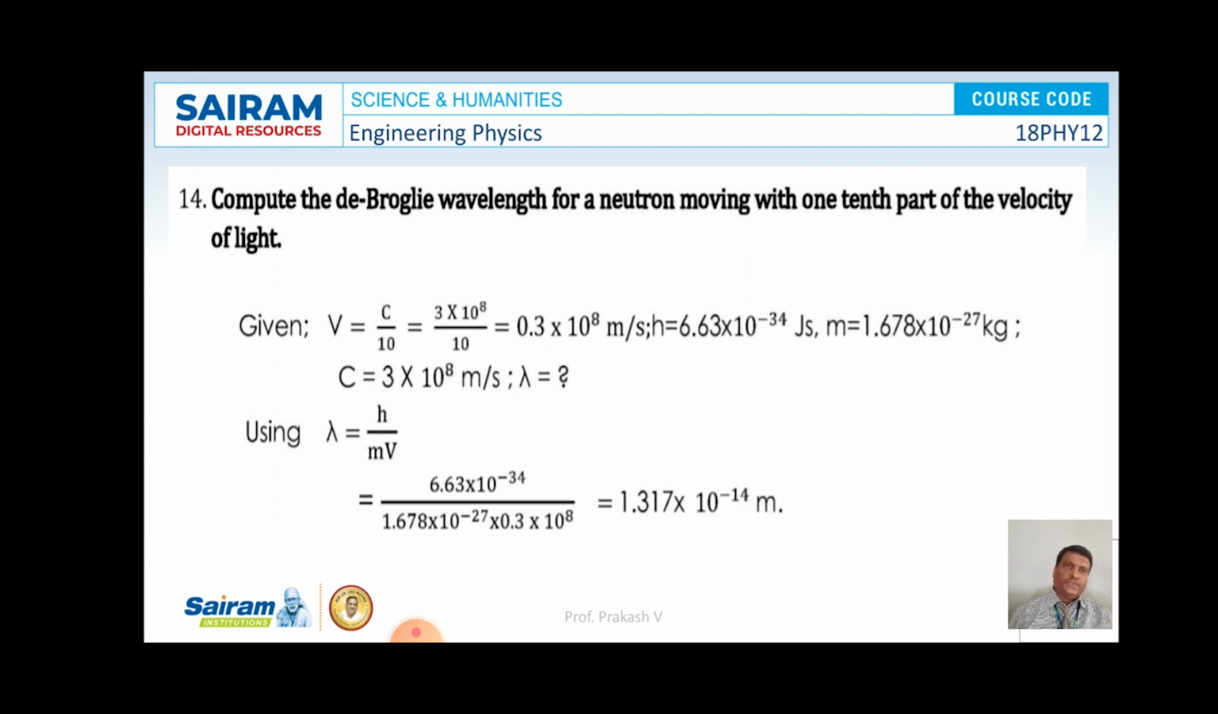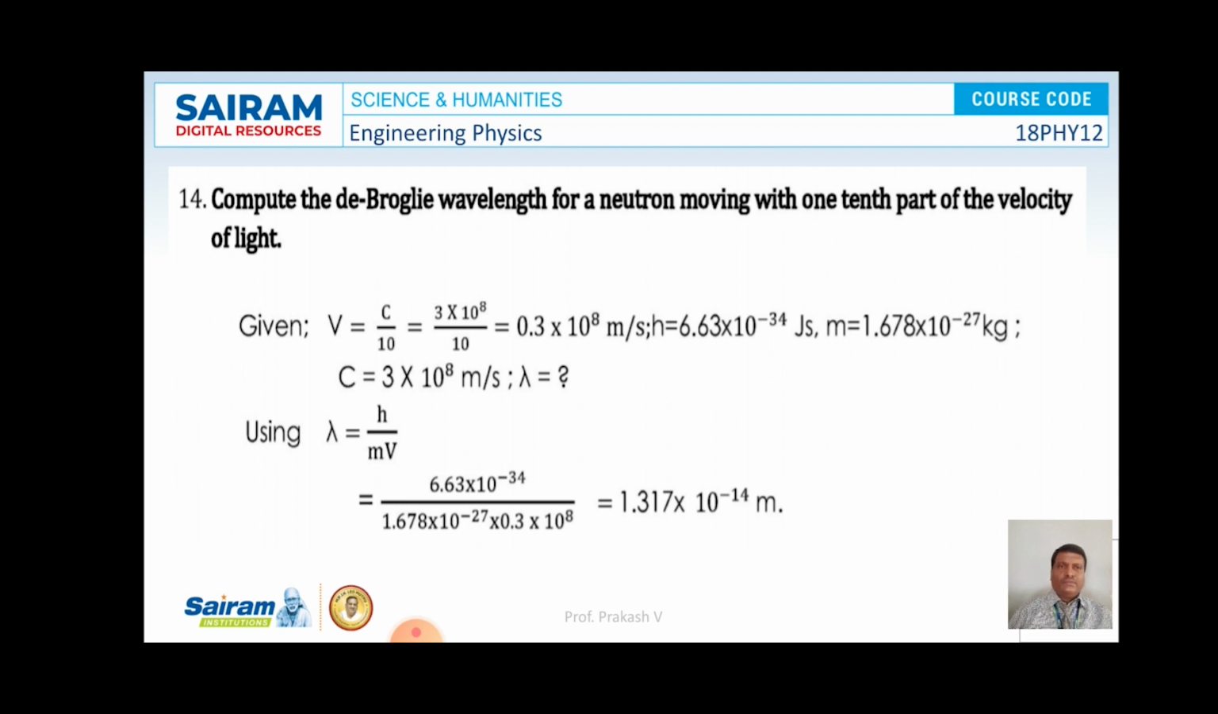So the value of h is given as 6.63 x 10^-34 joule second, and m, that is mass of the neutron, is 1.678 x 10^-27 kg, and the velocity of light is 3 x 10^8 meter per second. So we have to calculate the de Broglie wavelength lambda associated with the neutron.